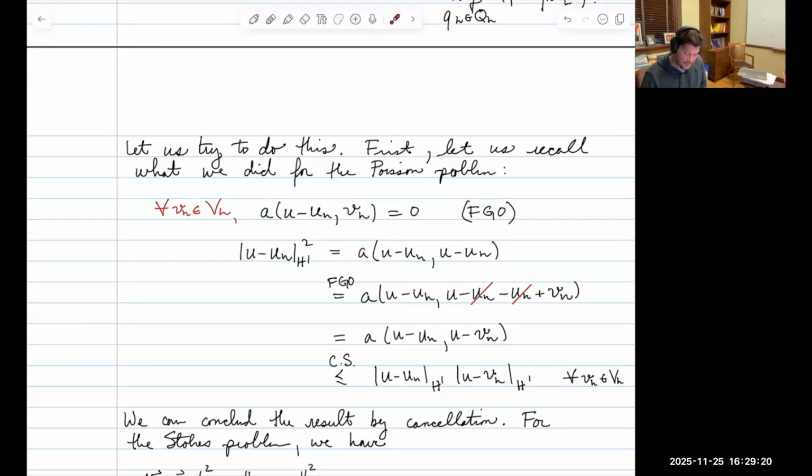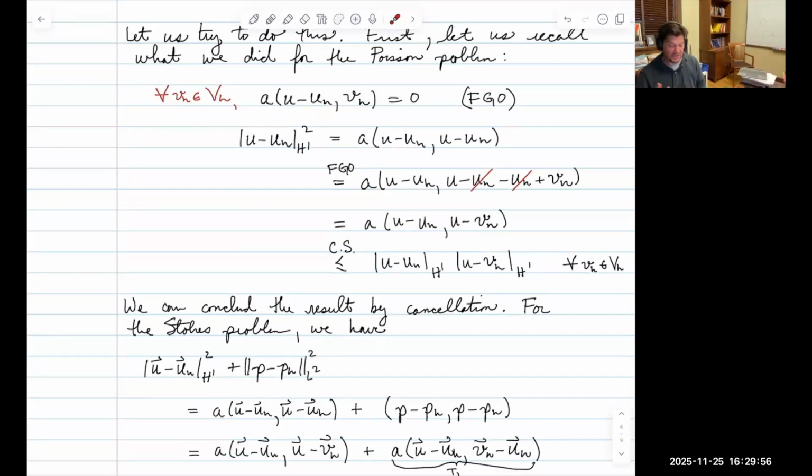Okay, so since this object is in VH and the first object is the error, then that just produces zero. So I haven't added anything or changed anything. But fundamentally, you've done something very important when you add this term, and that is you can cancel off the UH here and so replace the second term with U minus VH. Now I can do Cauchy-Schwarz on this, and I get these two terms. I can use cancellation to get rid of one of these on both sides. And so I get essentially Cea's lemma from that point.